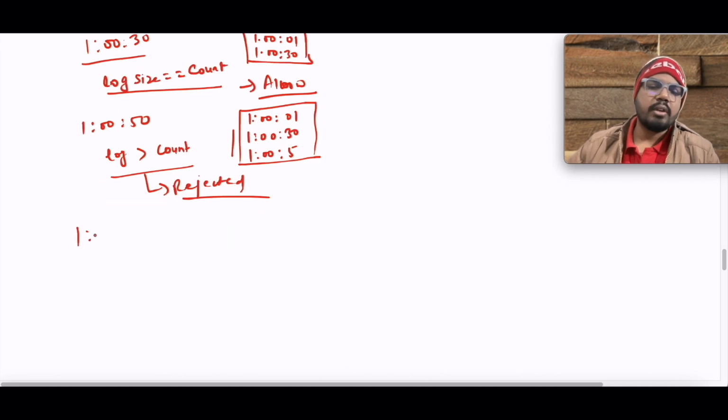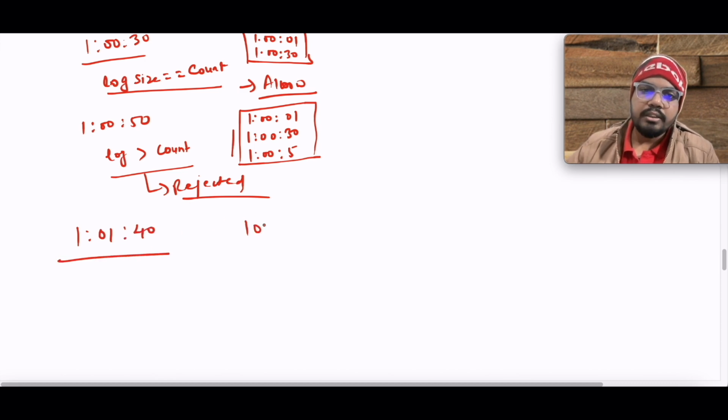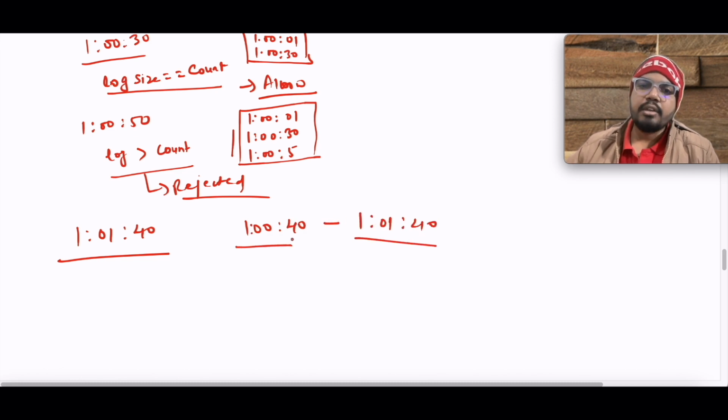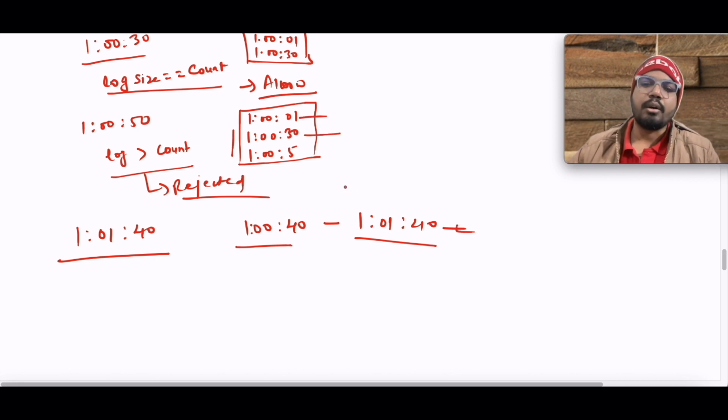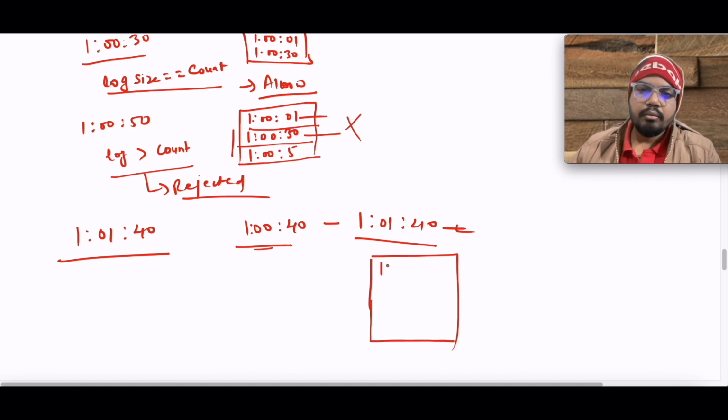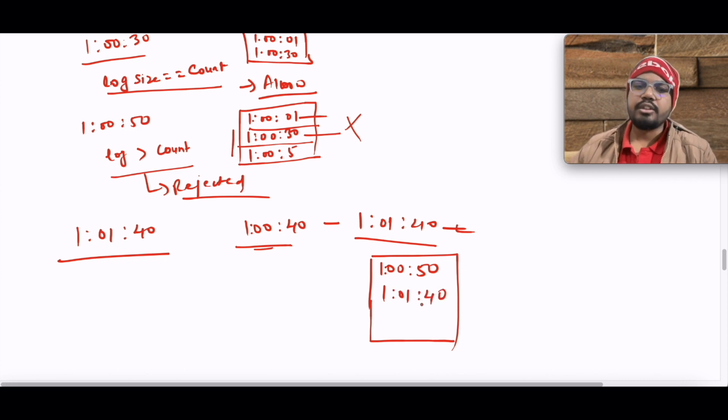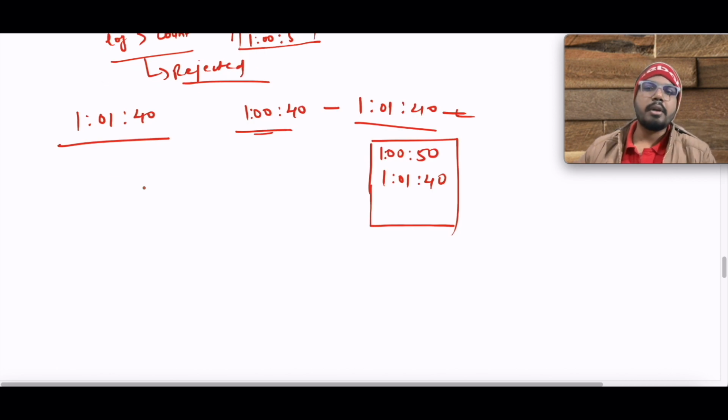Now suppose the next request comes at 10140. Here the time range should be 10040 to 10140. Whatever requests come before that should be removed from the list. So this is the latest time frame, and the older timestamps, like 10010 and 10030, will be removed from the log. So the timestamp list will be 10050 and 10140, because 10010 and 10030 are outdated and deleted from the list. So the edge case is covered by the sliding window log.